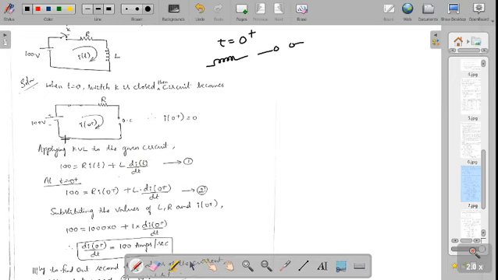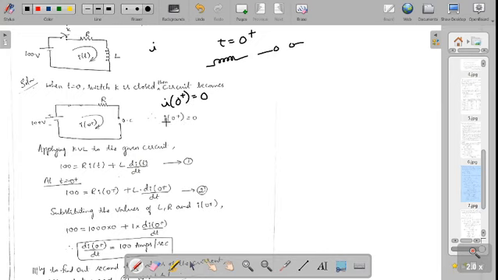Now you find the current. You are asked to find the current, right? Since it's an open circuit, the current cannot flow. So current at time 0 plus will be equal to 0. Now we have found one variable which you were asked to find, that is current I of 0 plus, which is equal to 0.